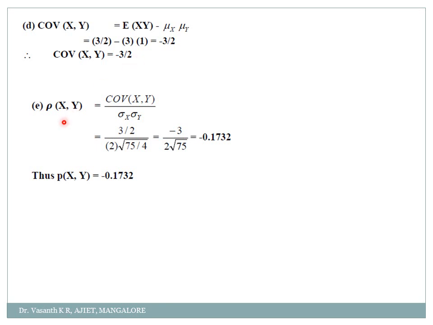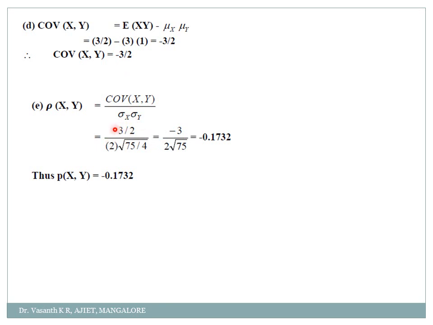Then next, I had asked for the correlation of xy. Correlation of xy is nothing but rho of xy. See, remember the notations, my dear students. Correlation is nothing but rho of xy. Covariance means COV of xy. So rho of xy is equal to COV of xy divided by sigma x into sigma y.